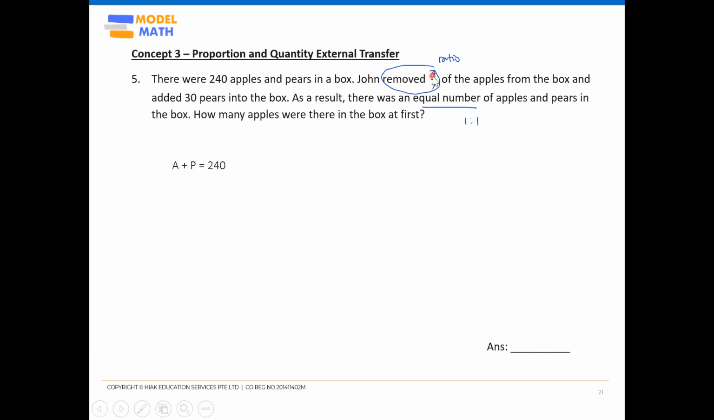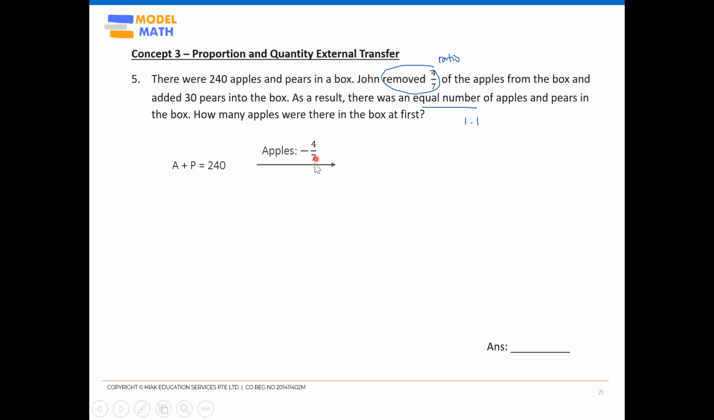Now, John removed 4 out of 7 apples. So this is a change. So for a change, we usually draw an arrow and we show that apples minus 4 out of 7. Okay, now, like I said, this change involves a fraction. So when the change involves a fraction or a percentage, you can translate that to a mini BCA ratio below, like what we see in concept 1 and 2 previously. Okay, so let's do that.